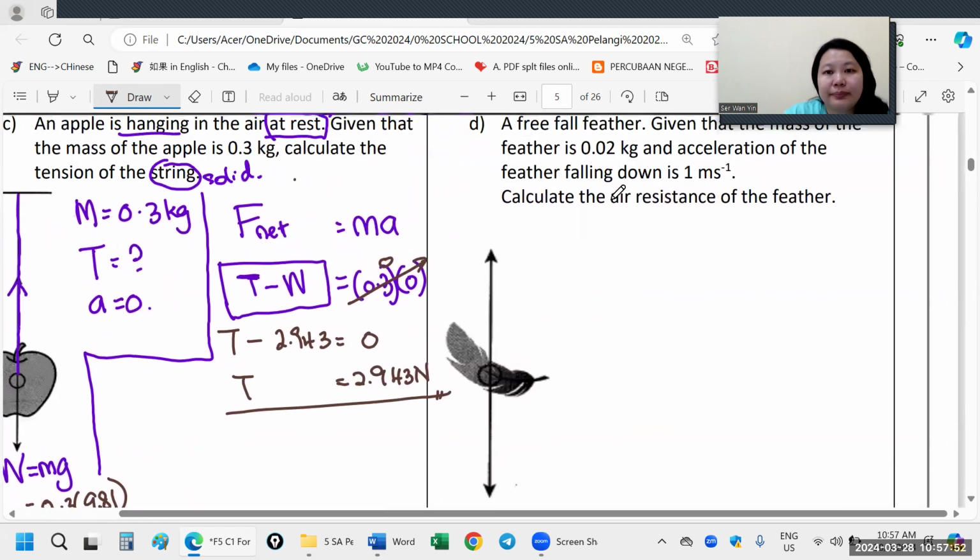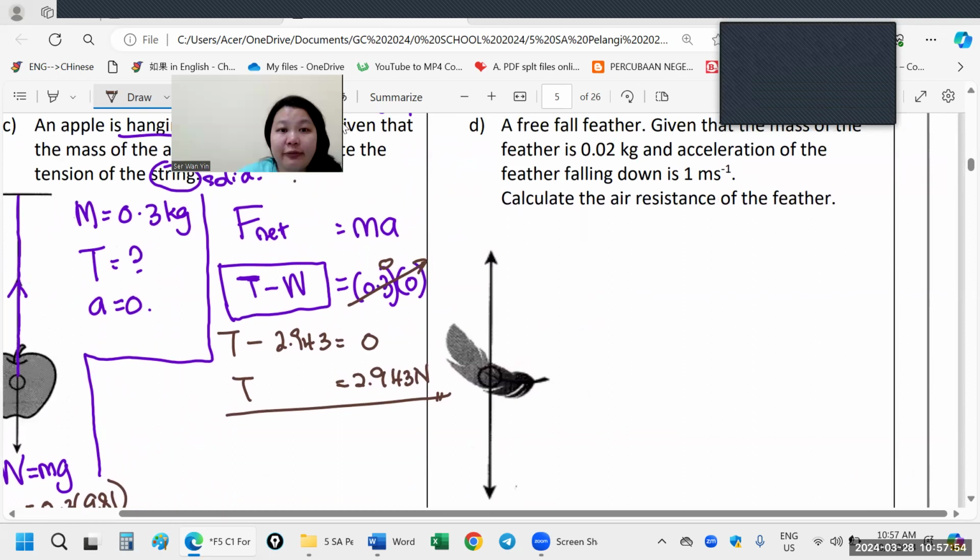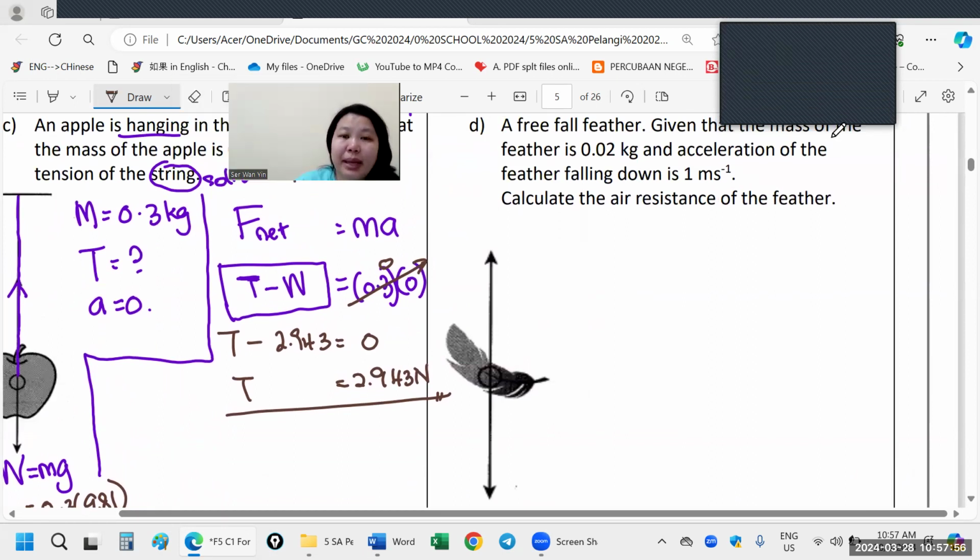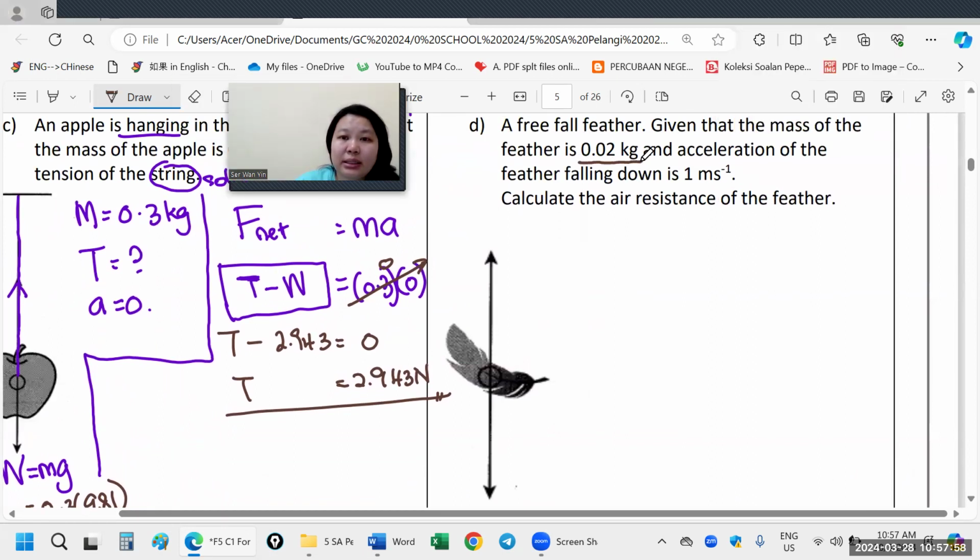Alright, now again, this is a free fall feather. Given that the mass of the feather is 0.02 kg and the acceleration of the feather falling down is 1 meter per second. Oh, sorry, this one is wrong already. Meter per second per second. Calculate the air resistance of the feather, right?